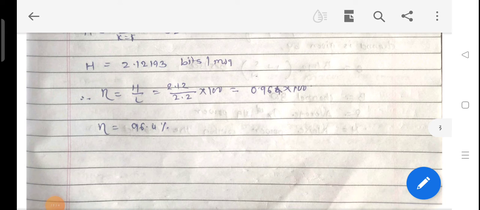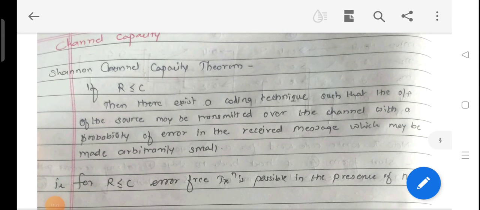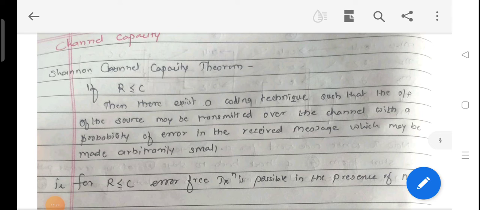The next point in this module we are going to see is the channel capacity theorem. There are two parts in a digital communication system: the source encoder and the channel encoder. The source encoder uses a source encoding technique for encoding the message. The channel encoder is used for channel encoding, meaning to reduce the effect of noise, and redundancy bits are added. This channel encoder is used for that purpose.